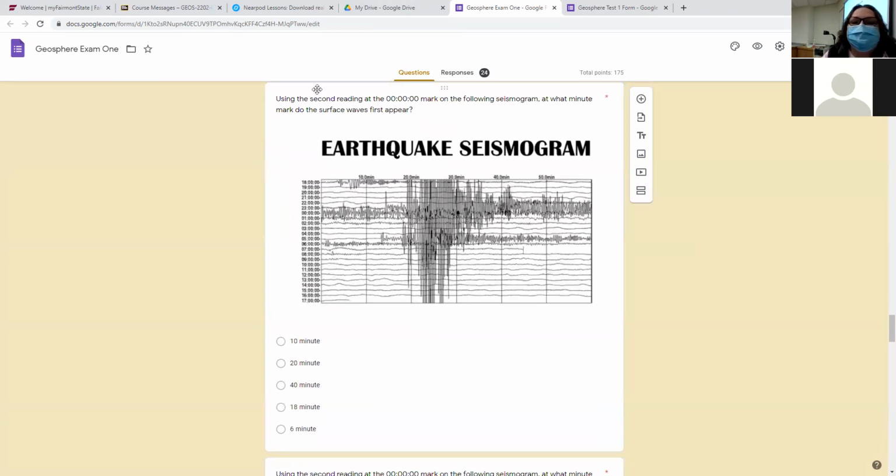Okay, so let's see. First of all, you had to find the one that was at the zero mark. So we're looking at this. At what minute do surface waves first appear? Well, surface waves are the very last waves that come in. So it looks like our surface waves came in right around the 40-minute mark.